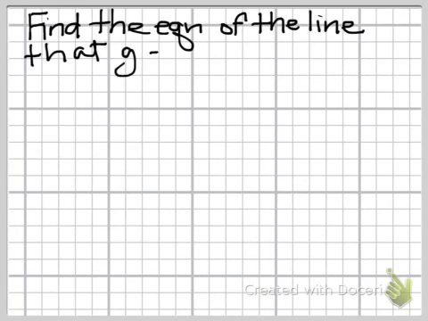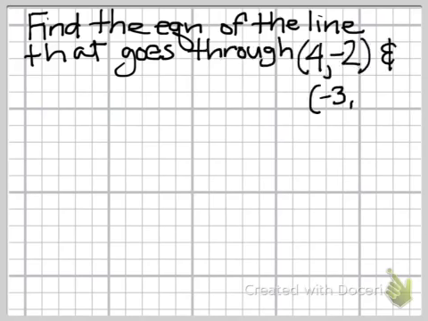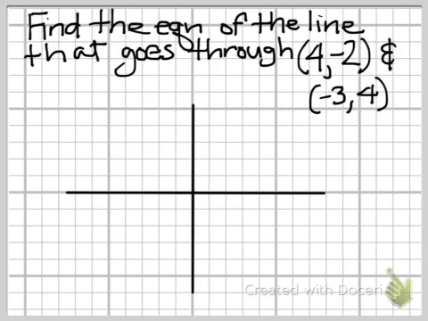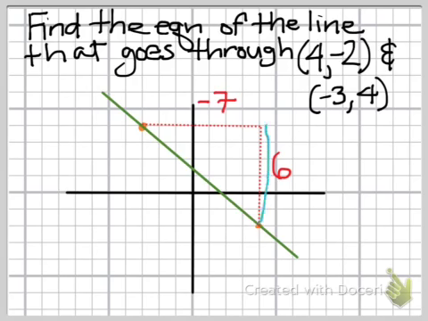We'll do another example. Find the equation of the line that goes through the point 4, -2 and -3, 4. So we start again graphing the point 4, -2 and then -3, 4. Draw a line through it and draw your triangle. Count the boxes, and you can see that the rise is 6. It goes up 6 boxes, and then it goes back 7 boxes. So it's +6 and -7. So your slope is -6 over 7.